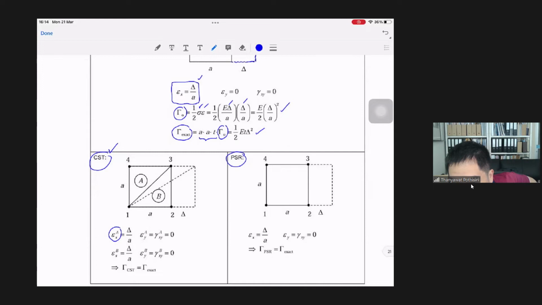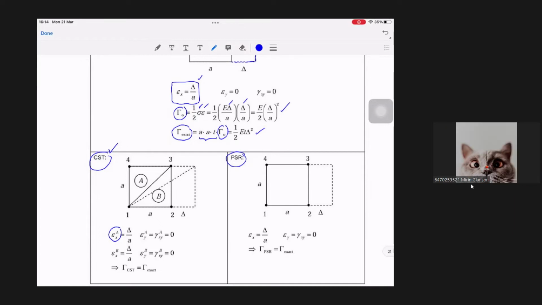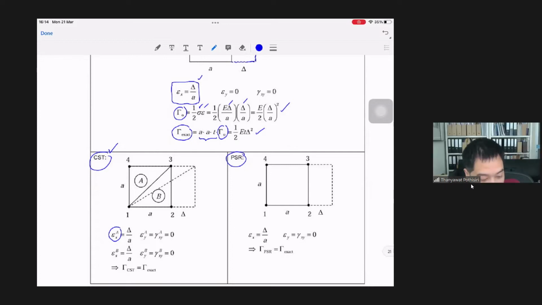Maybe some of you have fallen asleep already. I don't know, because I don't see any of you on the camera. So let me ask some of you then. Mirin, are you still there? Mirin. Huh? Yes. Okay. In the CST model for simple extension, how do you compute epsilon x for each element?